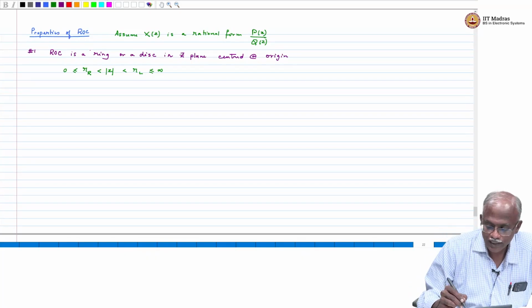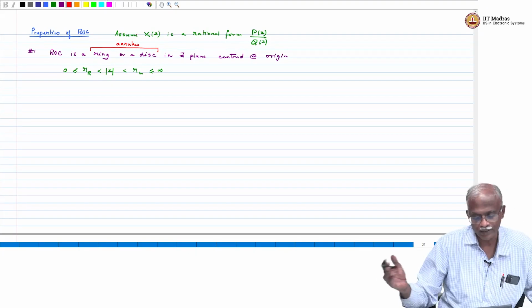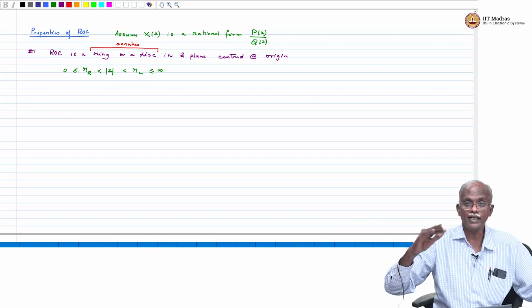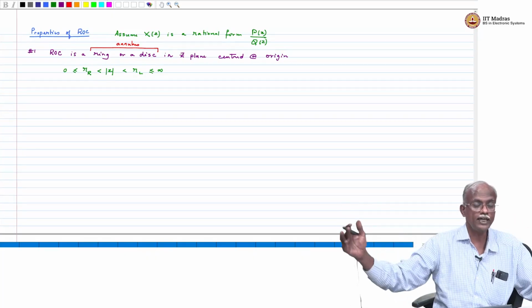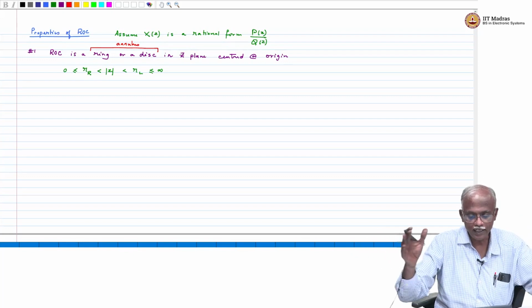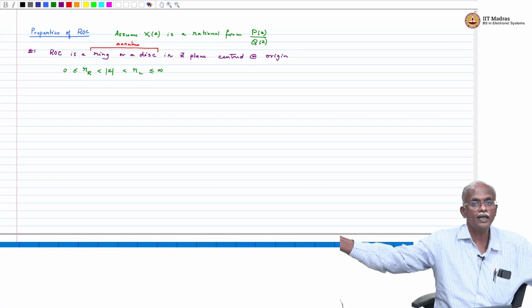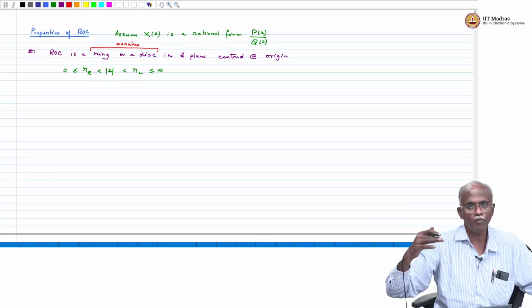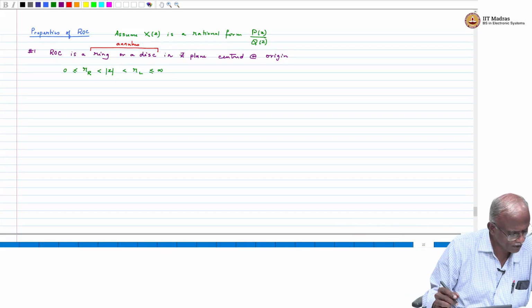So, what we say is that a ring or a disk means it is an annulus region between two circles. The radius of the outer circle can go to infinity, the radius of the inner circle can go to 0. So, basically what you will get is a ring or the entire Z plane with exclusion of possibly z equal to 0 and z equal to infinity.